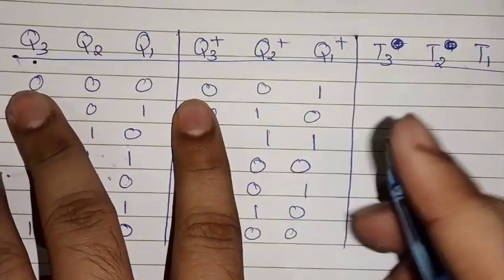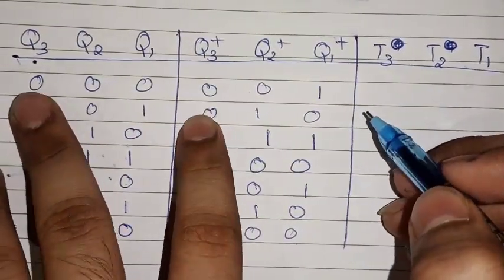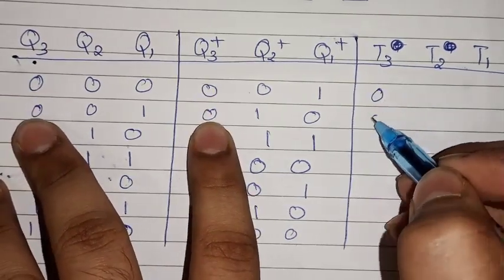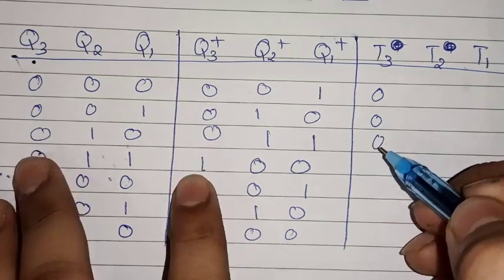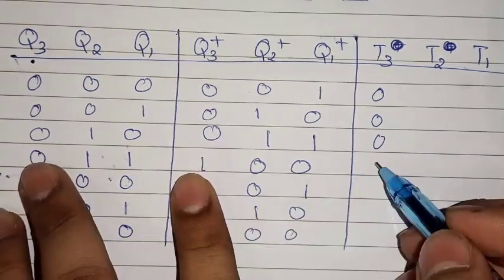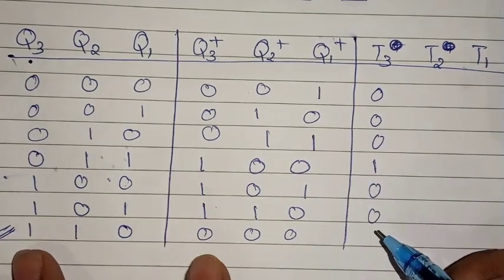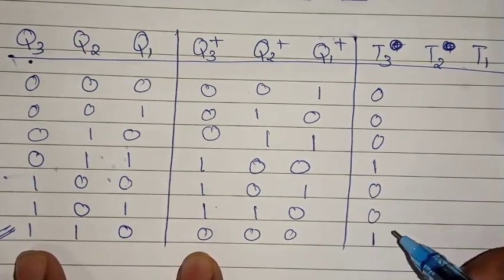See, compare Q3 and Q3 plus for this T3 column. This is 0 and this one is 0, so T3 would be 0. Now see the next values, 0, 0, so T3 would be 0. See the next value, 0, 0, so this will be 0. See the next value, 0, 1. Okay, so it is changing. This means toggle state. This means 1. Now this is not changing, 1, 1, so this is 0. This is 0. This is toggling, 1 to 0 in the next state, so the T3 value would be 1.